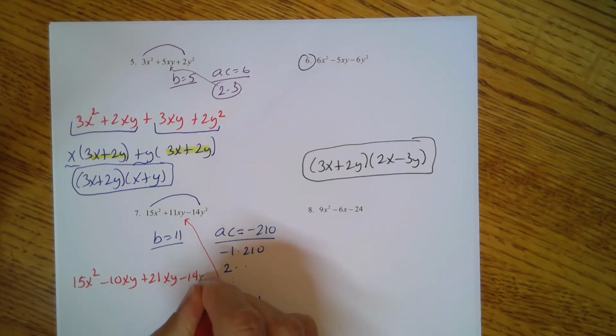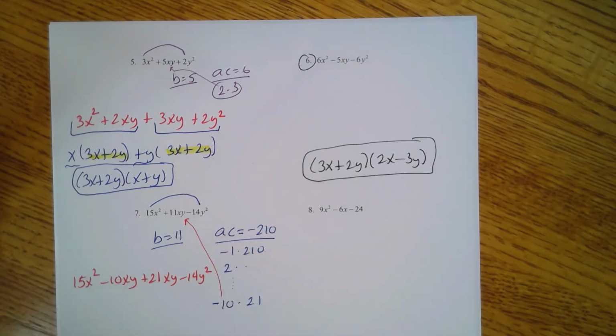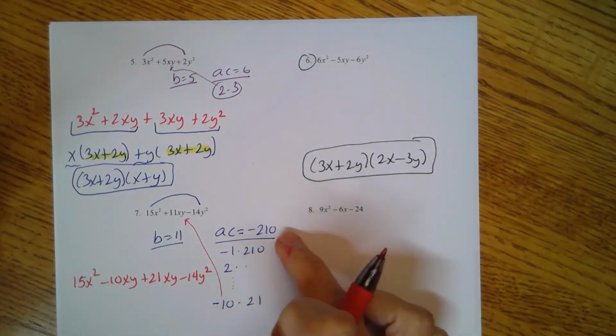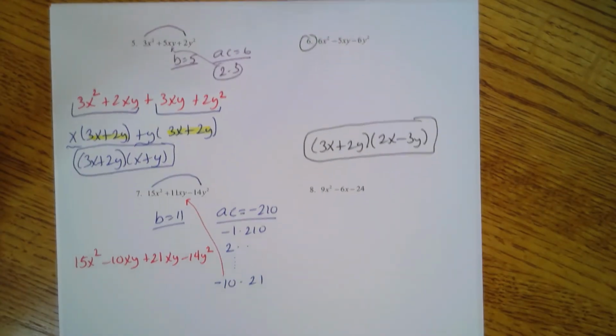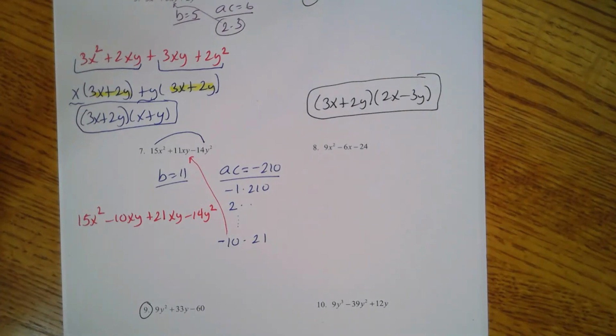21xy minus 14y squared. Again, take your calculator, do 210 divided by 1, 210 divided by 2, 210 divided by 3, and so forth. Just make your list. It will get there pretty quickly.